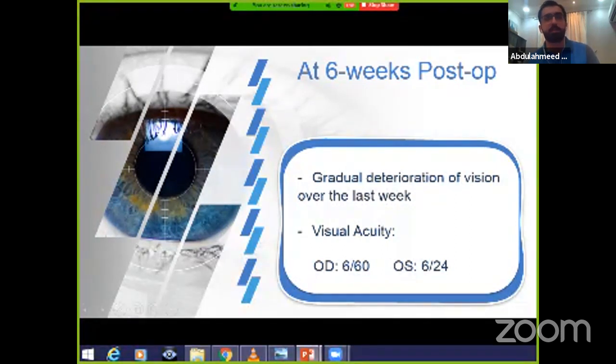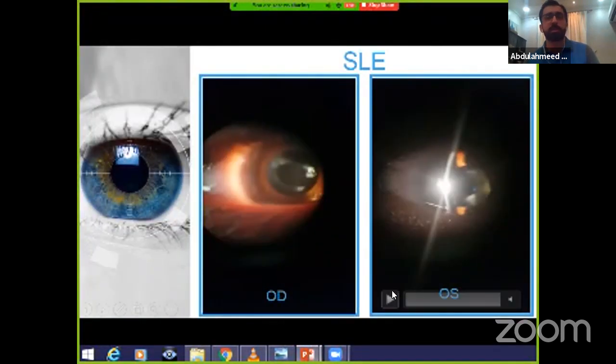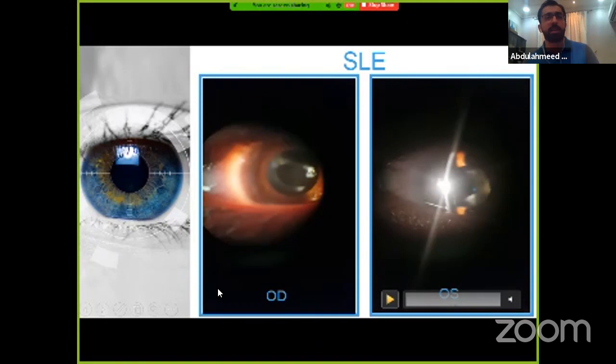However, 6 weeks post-operatively, he presented with a 1 week history of deterioration of vision, which was much worse in the right eye than the left eye. The best corrected visual acuity at that time was 6/60 in the right eye and 6/24 in the left eye. The anterior segment examination showed a clear cornea, quiet AC, and a normal intraocular pressure.